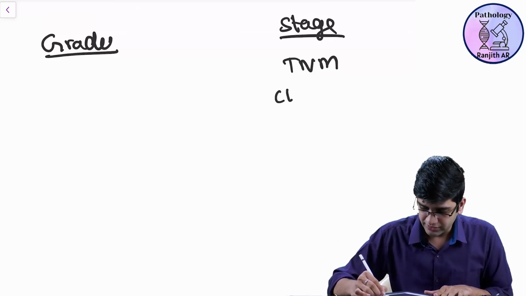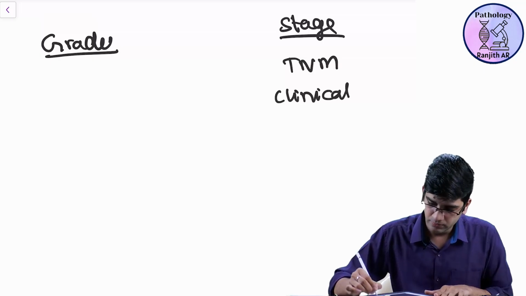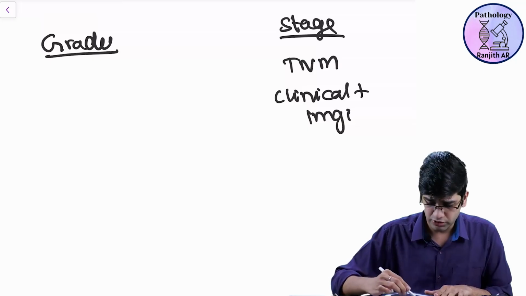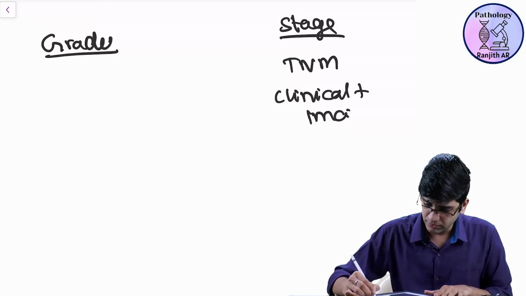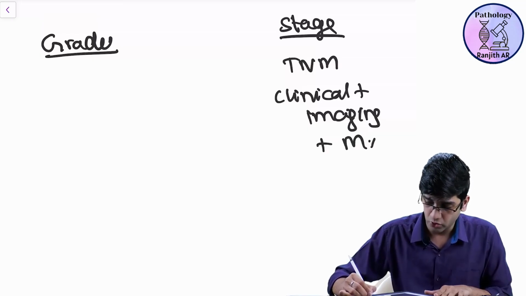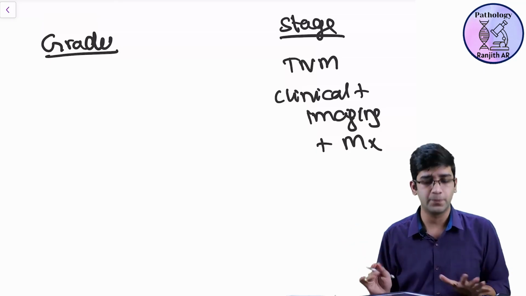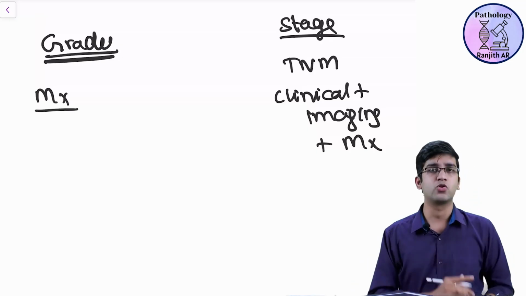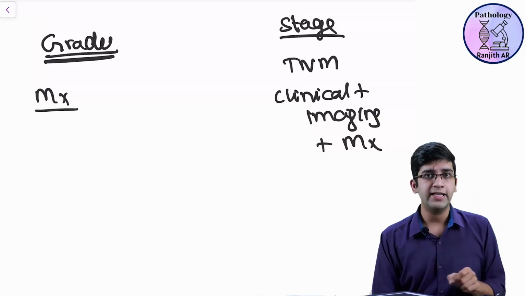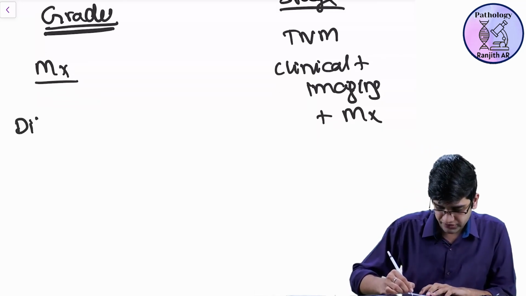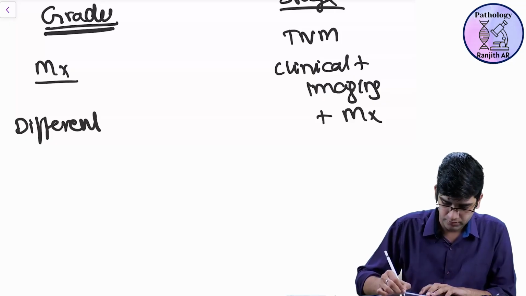Stage is both clinical, imaging. PET scan has become a very important role in staging, imaging wise, and also microscopy. All 3 are required for staging a cancer. Grading is completely microscopic. So what do grading and differentiation mean? To understand grading, we need to know what differentiation is.